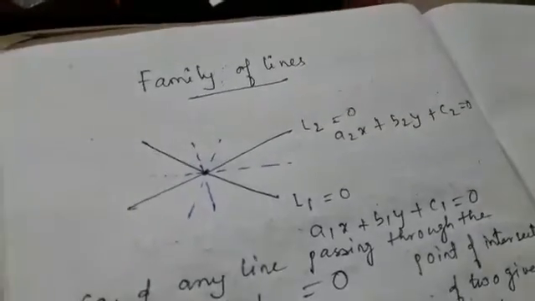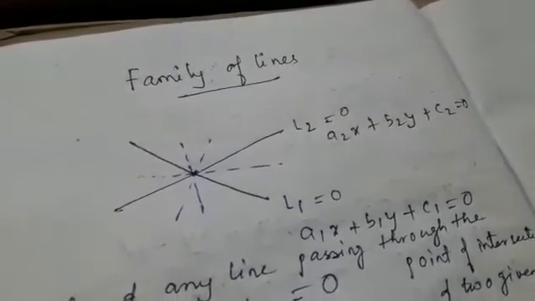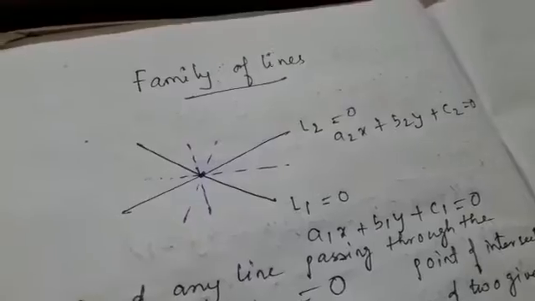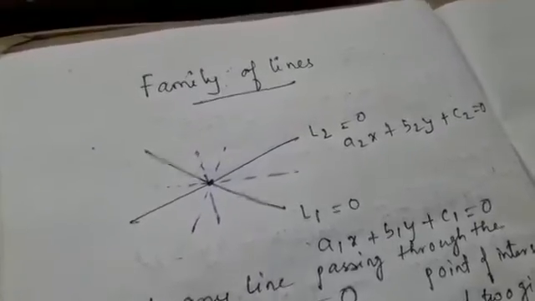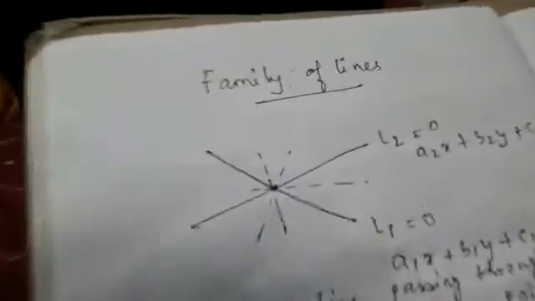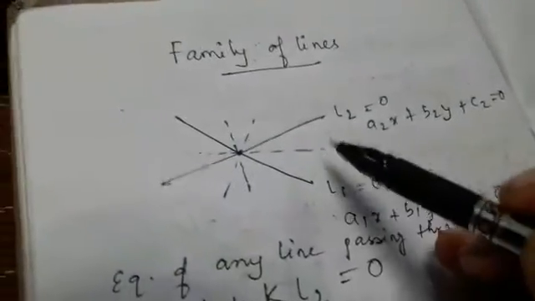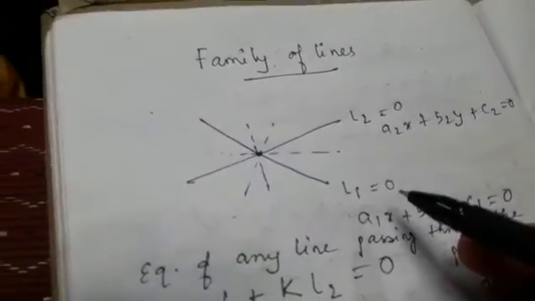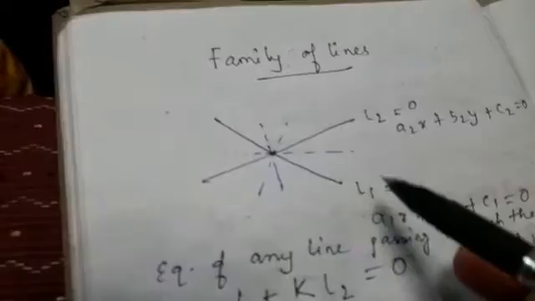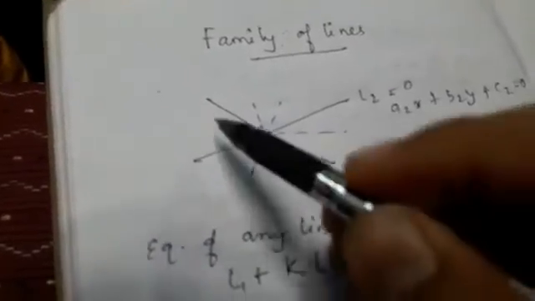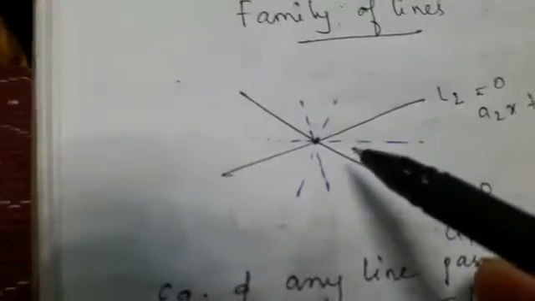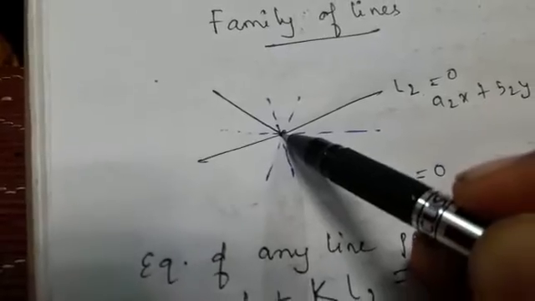Today we are going to do the topic of family of lines. Now what is family of lines? Now see these two black lines. These are the two intersecting lines, L1 and L2. These two black lines are intersecting lines. They are intersecting over here.